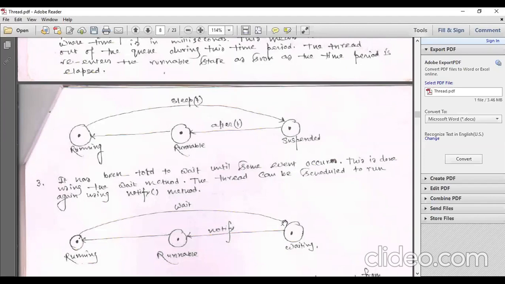And when it calls the notify method, the thread can be scheduled to run again. So when the notify method is called on this thread, from waiting state it moves to the runnable state, and at some point of time it will definitely get the processor, and that means the thread moves from runnable to running state. So from running state to block state, this is the entire picture: how a thread moves from running state to runnable, running state to block state, and from block state to runnable state.